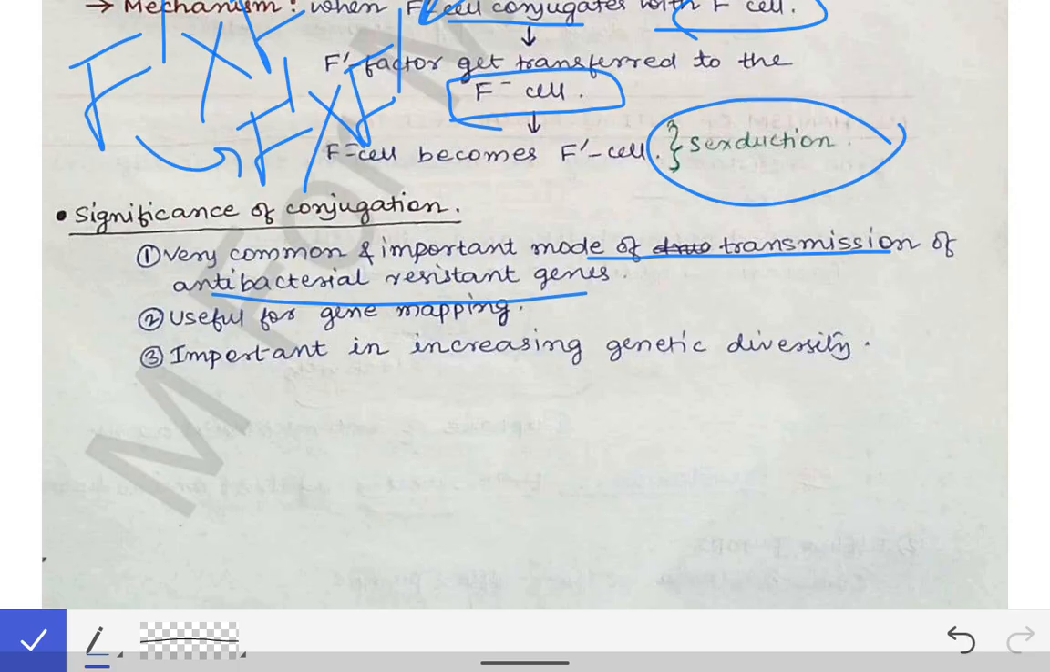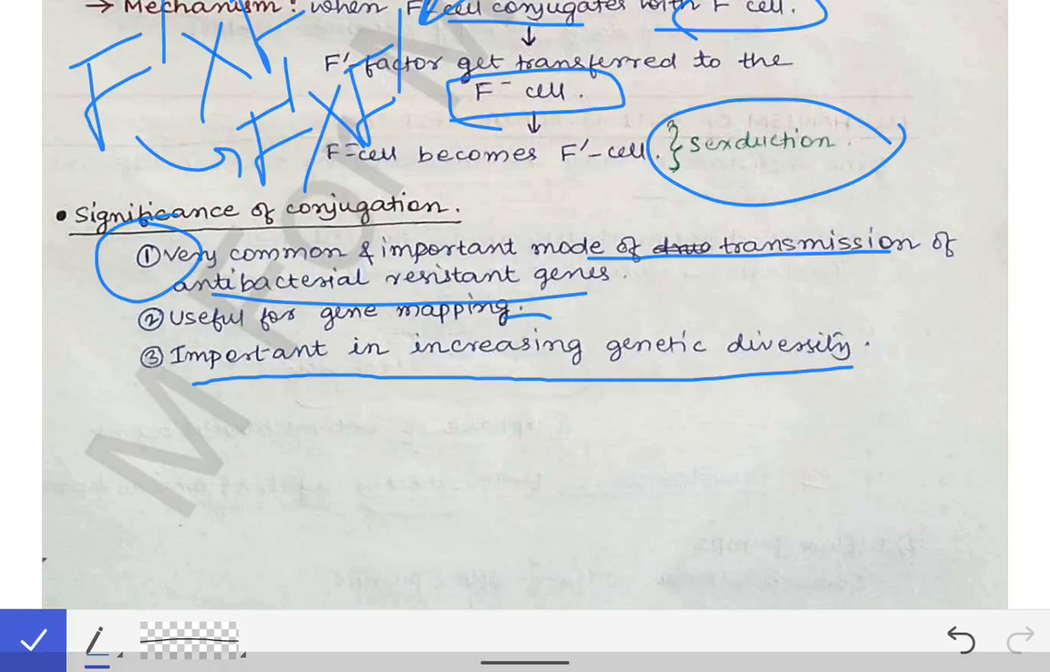This is also used for gene mapping, and it is important in increasing genetic diversity. If you can, mug it all up. But please remember that the most common method of antimicrobial resistance transfer among bacteria is conjugation only.